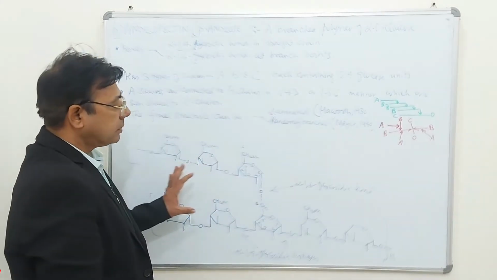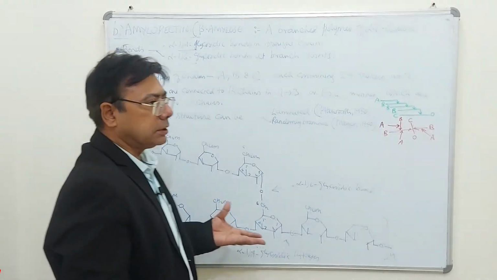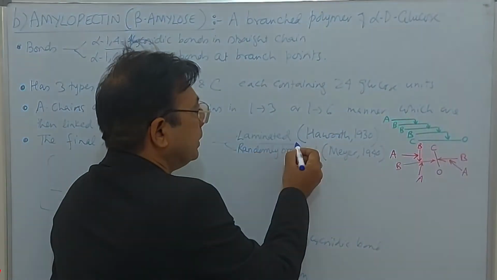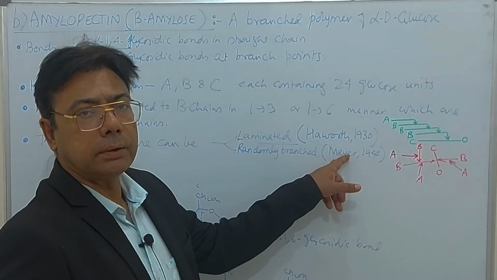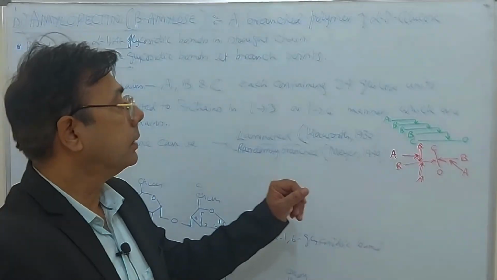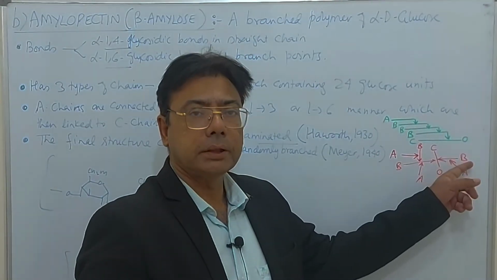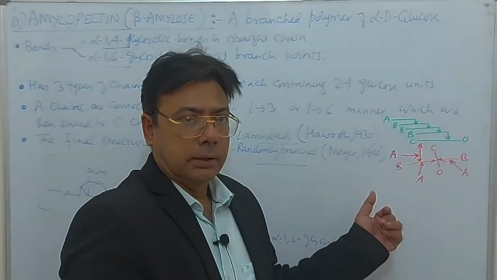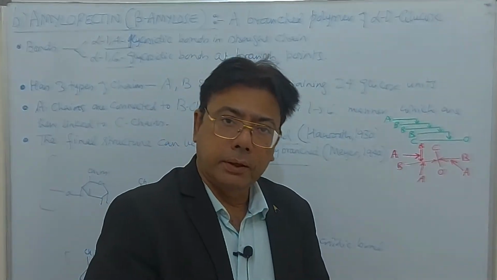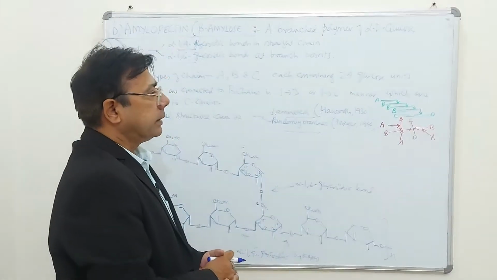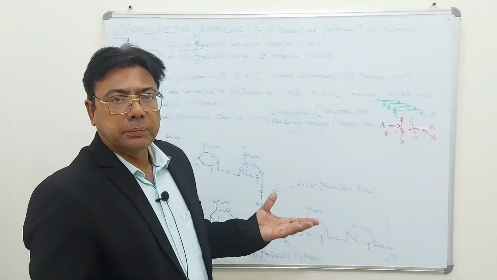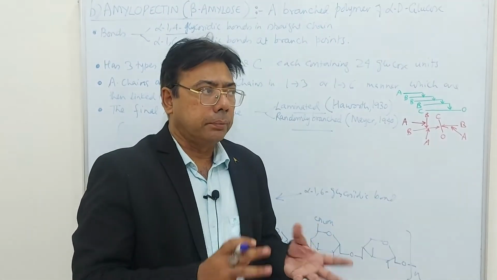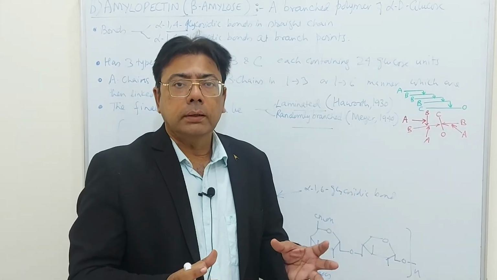So when we make these bonds, then we get a highly branched structure, which can be described either as a laminated structure by Haworth in 1930, or as a randomly branched structure as explained by Meyer in 1940. So what you see is that unlike amylose, which was a straight chain polymer, this amylopectin is a highly branched polymer, and both these exist together in a starch.